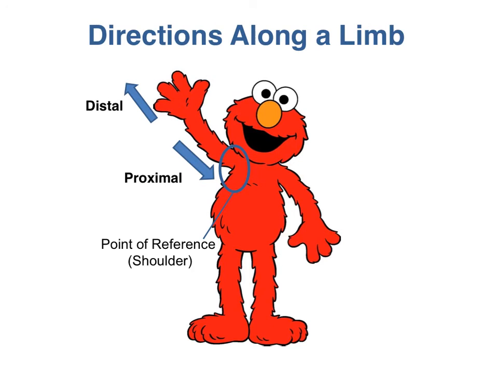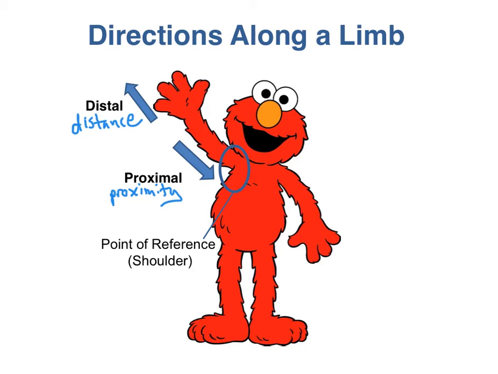You can also use direction terms to describe the relative location along a limb, and you'll hear these all the time. Proximal and distal. When you hear distal, think distance. And if you're distant from something, you're far from it, right? When you hear proximal, think proximity. And if you're in proximity to something, you're close to it, right?